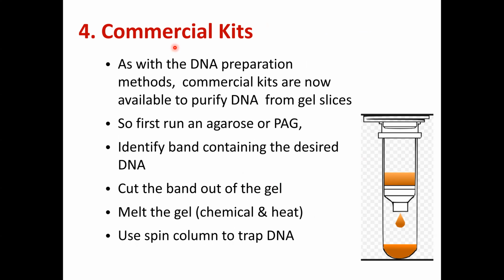Another option for purification is of course the widely used commercial kits, which are now available in the laboratory. It's an easy task because we have here DNA precipitation methods, and commercial kits are already available to purify your DNA from the gel slices. You just have to first run an agarose or PAGE gel. You have to identify the band containing the desired DNA, and then cut the band out of the gel, melt the gel using a chemical or heat, and then spin the column to trap your DNA.